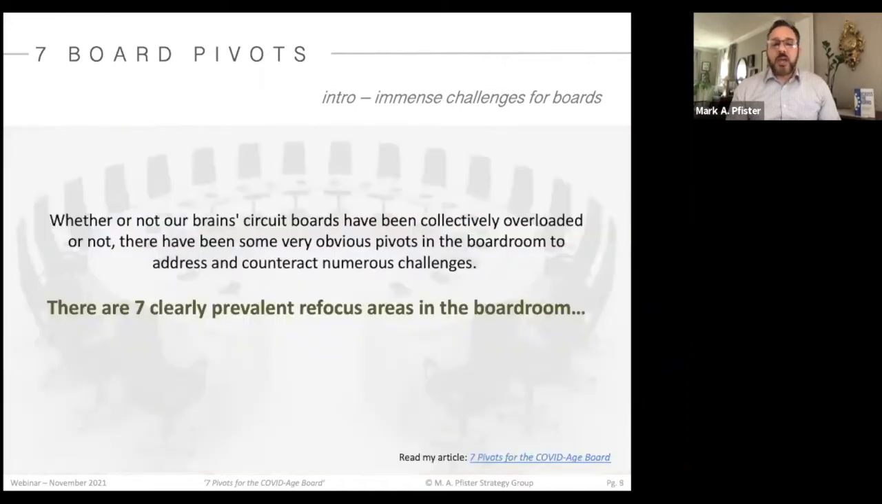So whether or not we've truly been collectively overloaded or not, depending on the board you're serving or your particular role, there are some very obvious pivots we're seeing in the boardroom. And I want to correlate these back to 7 specific refocus areas, or I should say maybe additional focus areas in the boardroom. Now, all of this is relating back to an article I wrote almost exactly a year ago. It was November 19th of 2020. Same title as this particular webinar, 7 Pivots for the COVID Age Board.